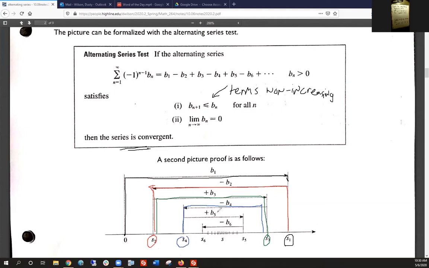And as long as the B1, B2, B3, B4, B5 are getting smaller and smaller, i.e. their limit is going to 0, and as long as the terms are non-increasing, then somewhere in the middle you're going to get a limit S for that alternating series. Did that answer your question a bit, Joseph? Yes, it did. Very good. Other questions before we move forward?